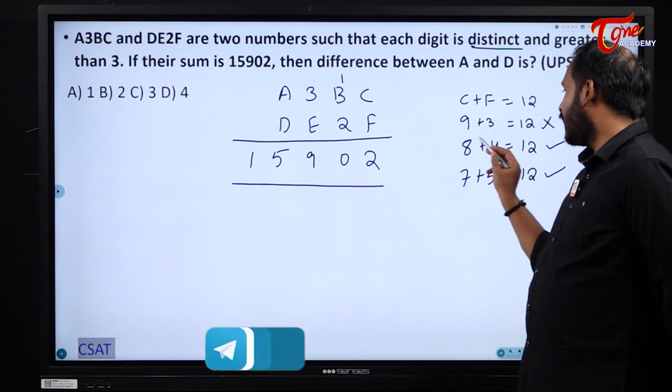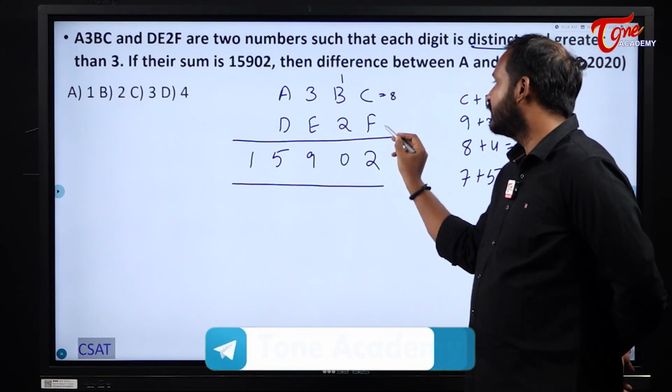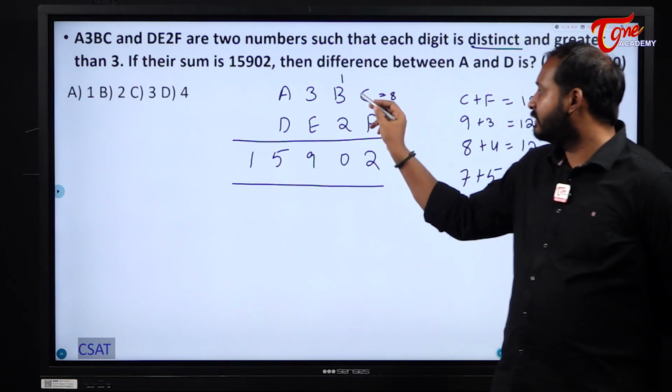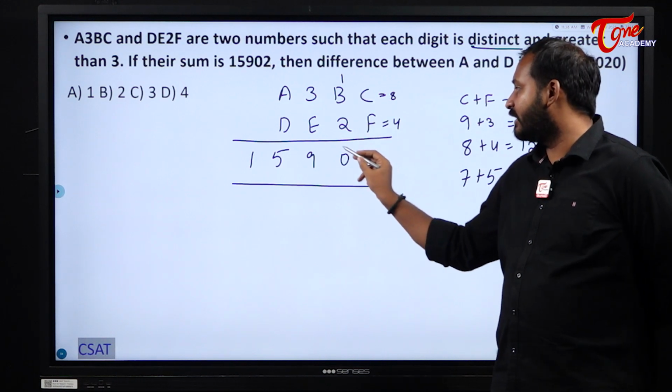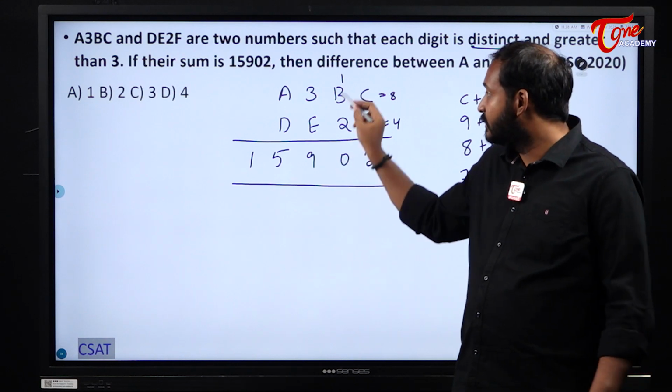So first of all, I will take 8 plus 4 as 12. So for time being, I will take C value as 8 and F value as 4. Okay. So what will happen? 8 plus 4 becomes 12 and 1 will go as carry and I will get 0 here. Now please observe here students.